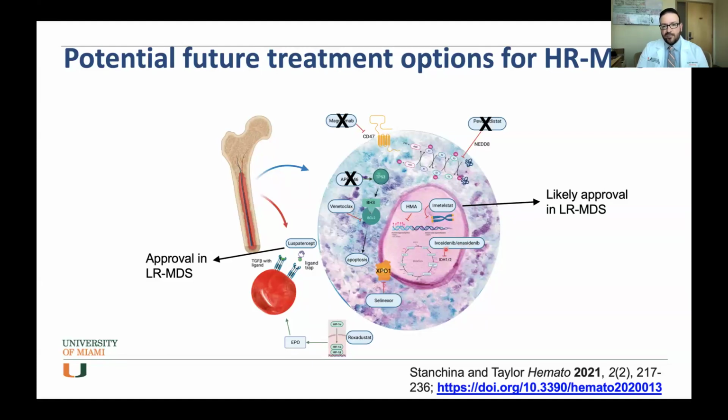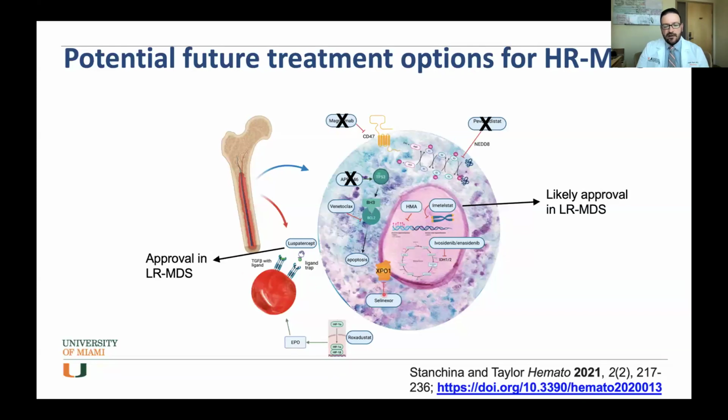Other drugs that are approved in AML and now MDS are ivosidenib, which is an IDH1 targeting drug, and enasidenib, which is an IDH2 targeting drug. So those are particularly for MDS that has that particular IDH1 or IDH2 mutation.